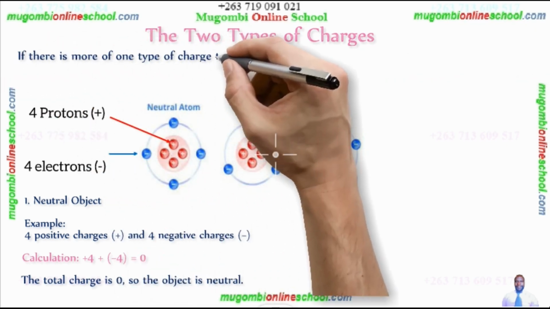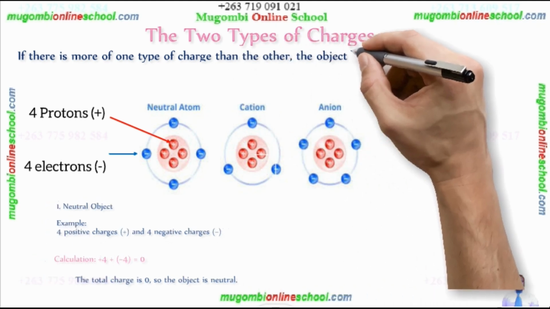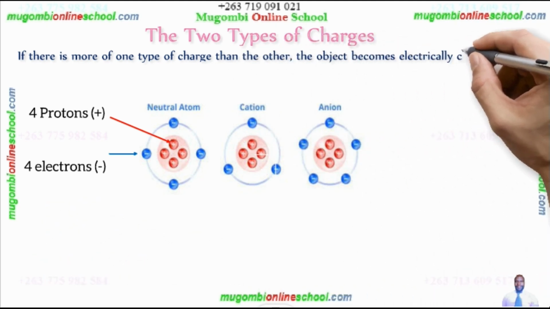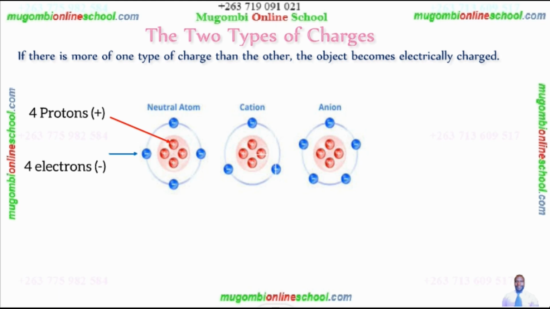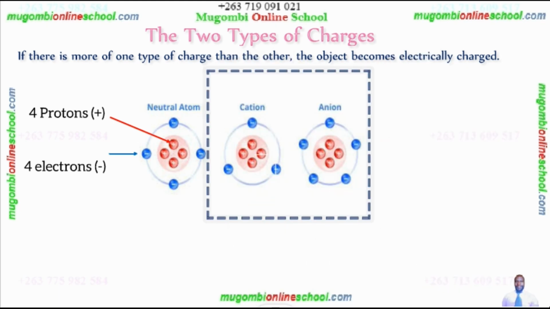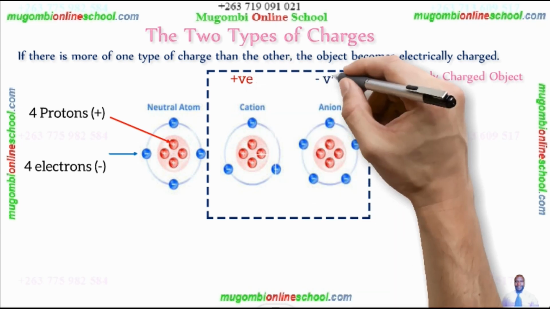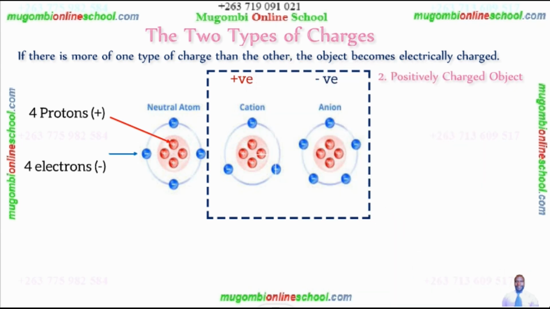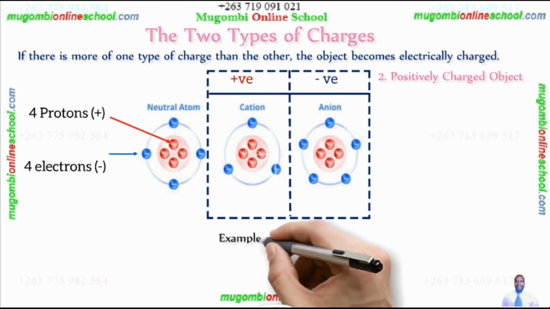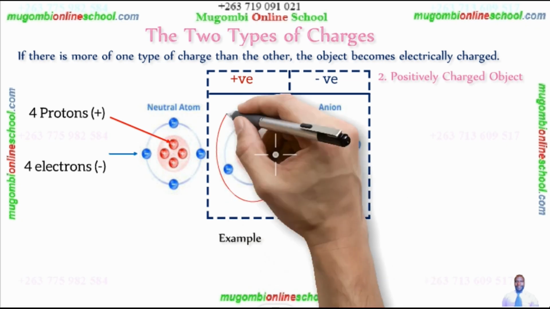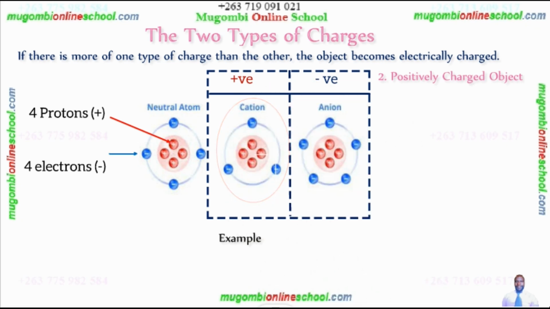But if there are more of one type of charge than the other, the object becomes electrically charged. Let us consider these two atoms. For a positively charged object, let us identify this. A cation is a positively charged atom and an anion is negatively charged. So let us look at this example of the cation.